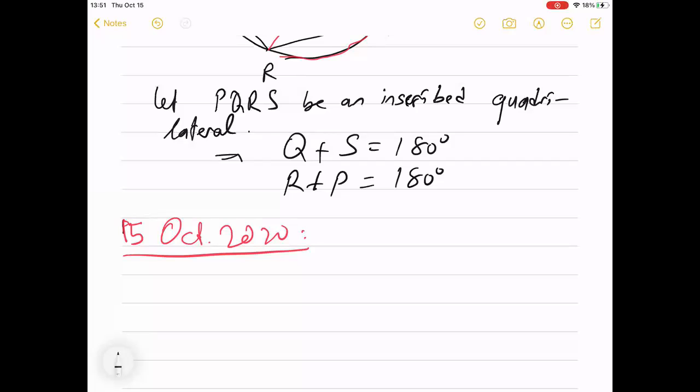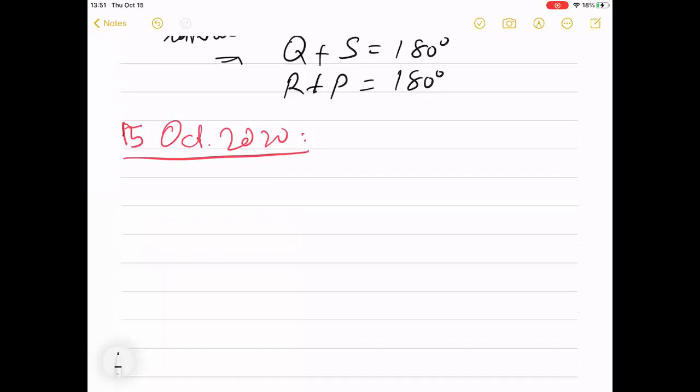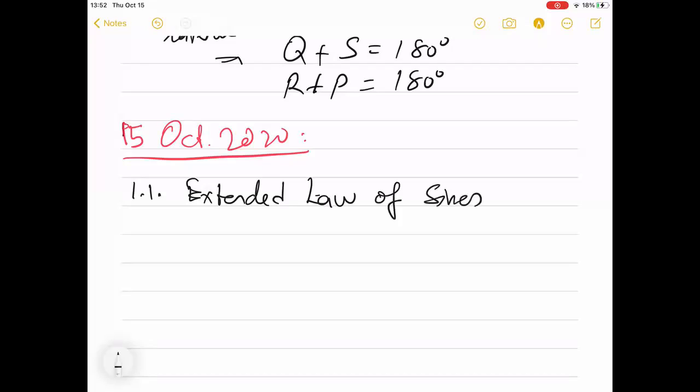Okay, we will start with the law of cosines first, law of sines, extended law of sines. Let me also write the name for the picture, for the sections. So it is in the book, it is 1.1. That is the extended law of sines. So we will prove this.